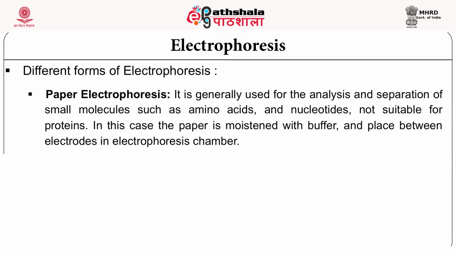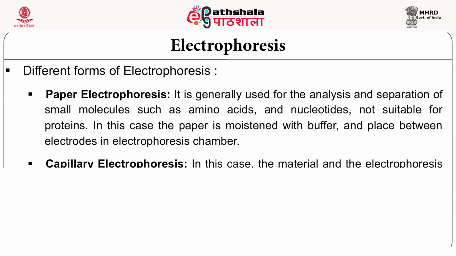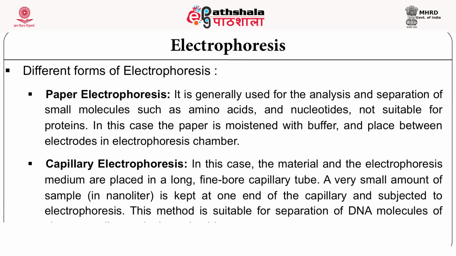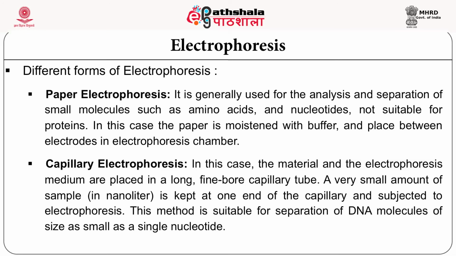The second form of electrophoresis is capillary electrophoresis. In this case, the material and the electrophoresis medium are placed in a long, fine bore capillary tube. A very small amount of sample, in nanoliters, is kept at one end of the capillary and subjected to electrophoresis. This method is suitable for separation of very tiny molecules, almost negligibly seen by the naked eye, that is DNA molecules of size as small as a single nucleotide.